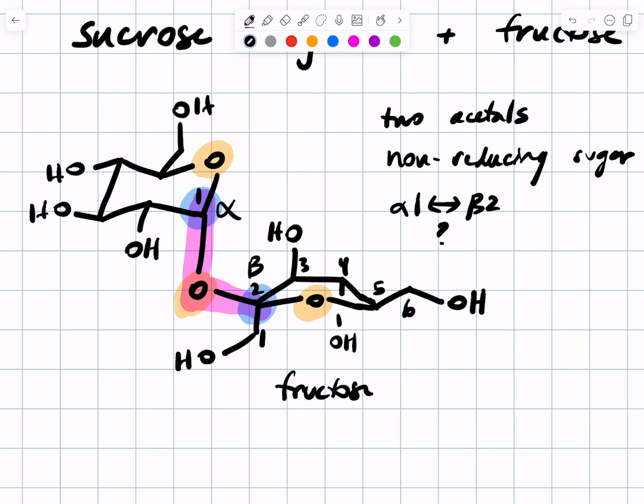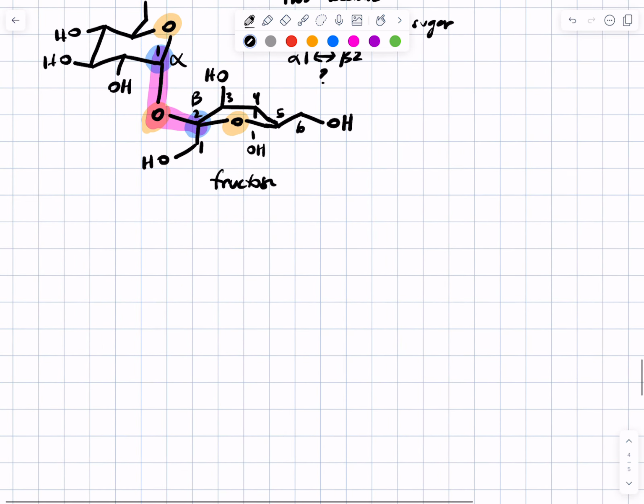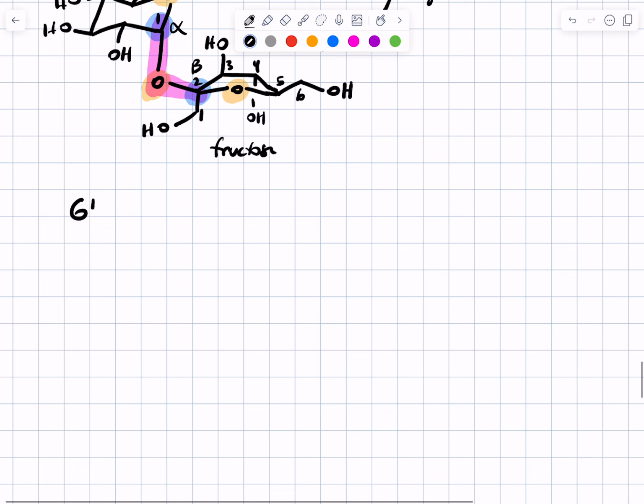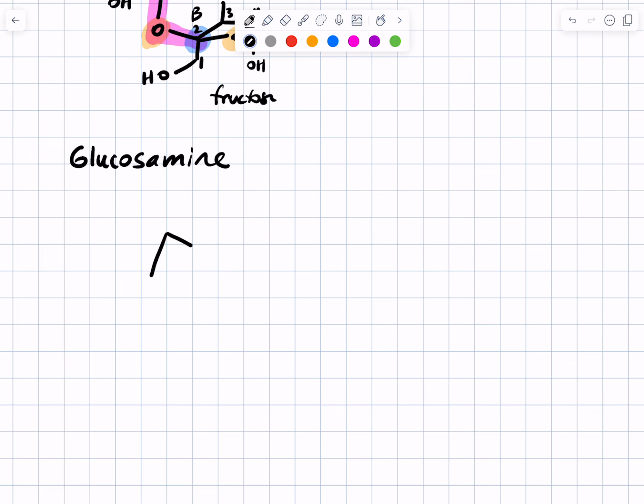Okay, there's one more carbohydrate I want to show you. This is a variation of glucose, and it's called glucosamine. Usually we drop the E after the S, glucosamine. You'll have heard of this before. Some people take it as a supplement to improve joint health, and the idea is that it's a component of the extracellular matrix, but I'm not sure what the data are on it, so I don't know what to tell you there.